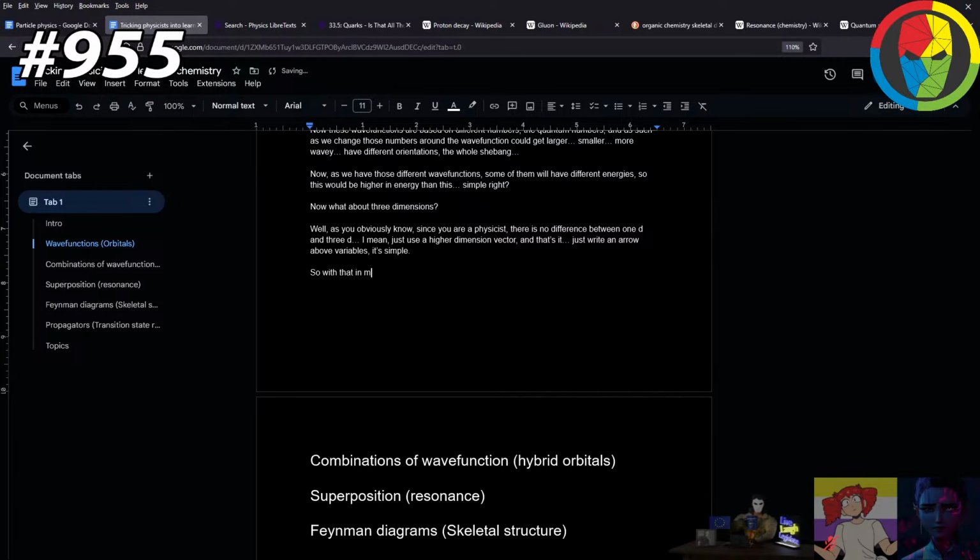With that in mind, I can just take our one-dimensional wave that is the electron and expand it into three dimensions. There. This is the exact same wave function.